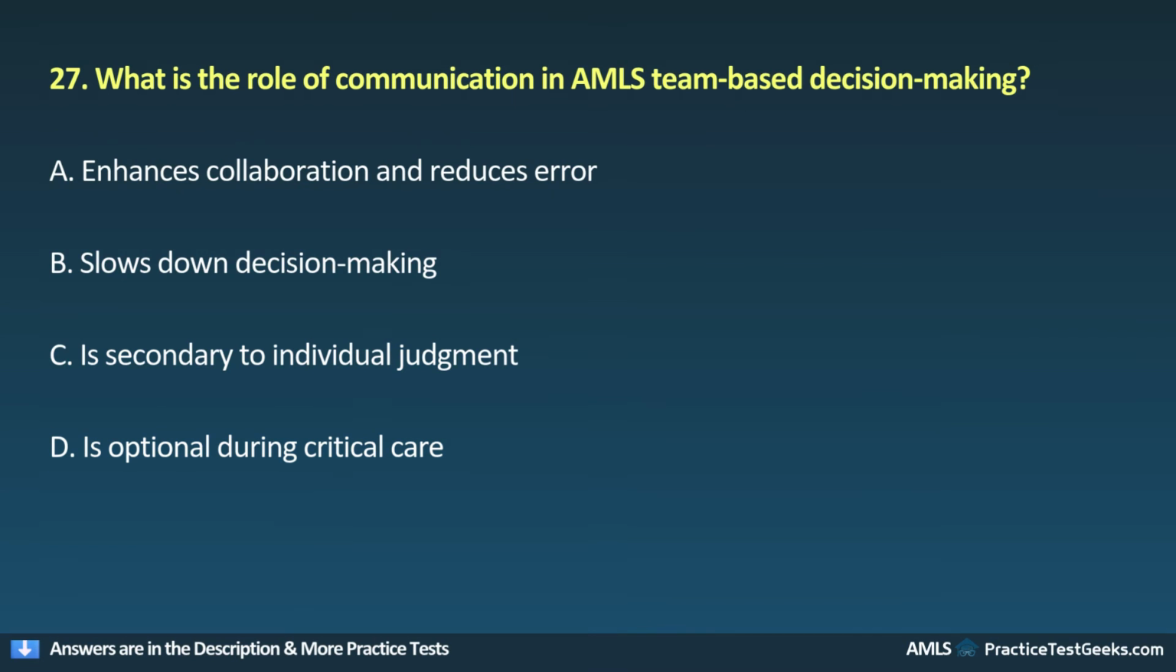27. What is the role of communication in AMLS team-based decision-making? A. Enhances collaboration and reduces error. B. Slows down decision-making. C. Is secondary to individual judgment. D. Is optional during critical care.